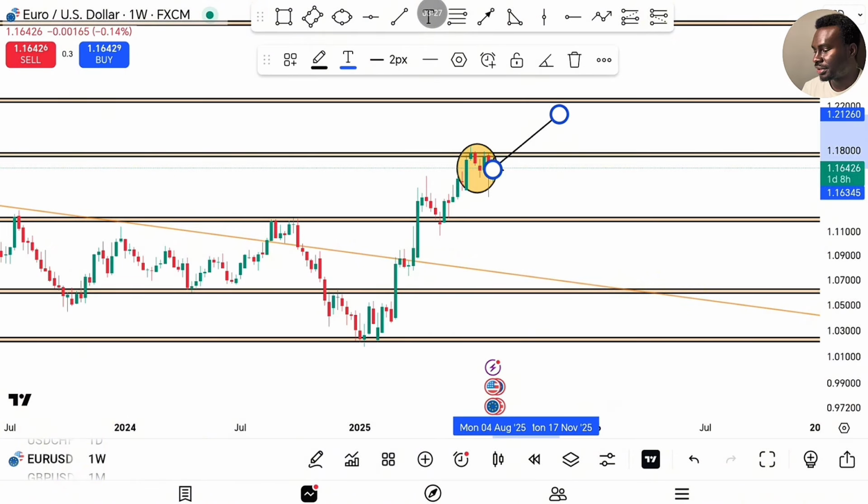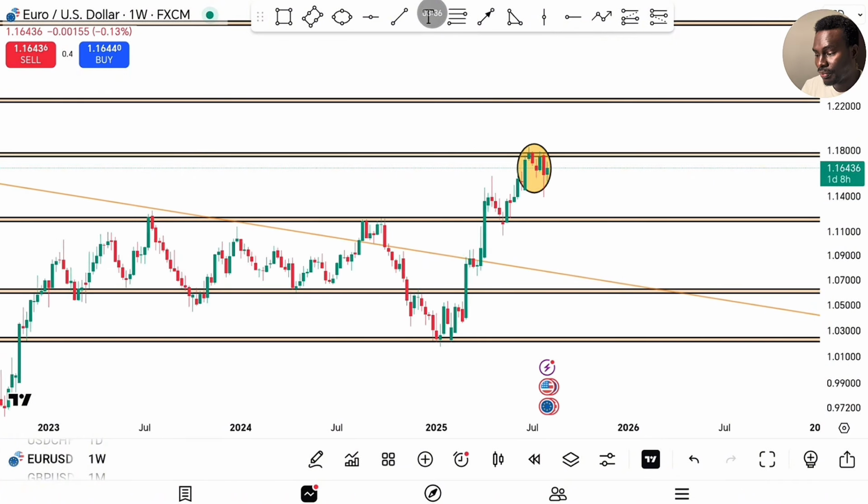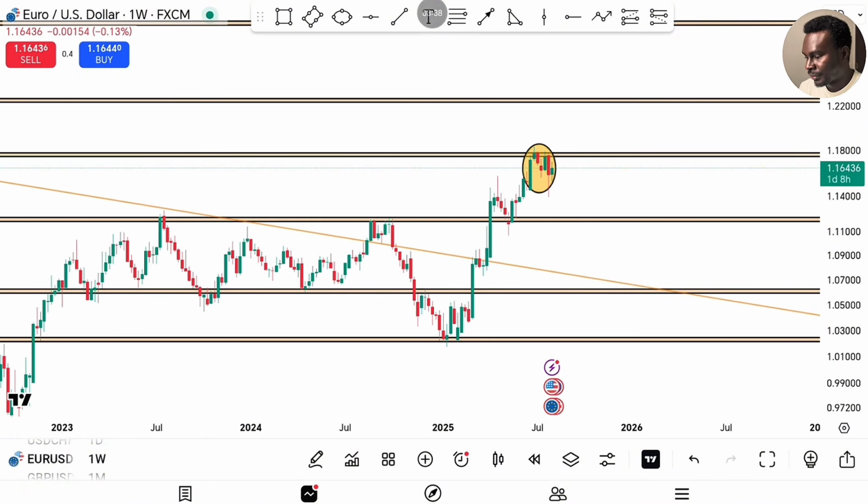On the weekly chart, which is a very ideal time frame to look at your candlesticks and also your chart patterns, I don't see that in Euro USD. So I'm still very, very much bullish on Euro USD. Now let's go over to GBP USD and see whether it's telling us the same thing.